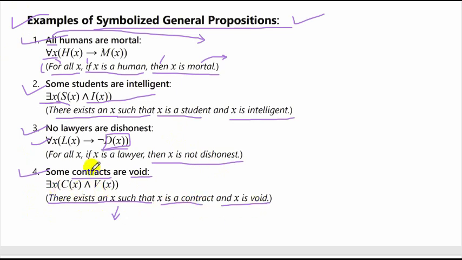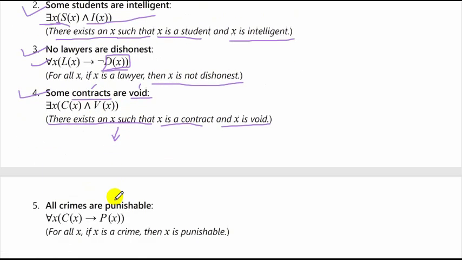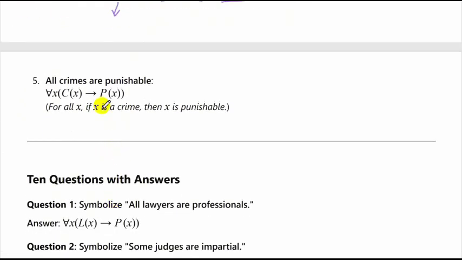So we have to symbolize these by using appropriate alphabets. Contract stands for C, void stands for V. All crimes are punishable. For all x, if x is a crime, then, pointed by the arrow, x is punishable, P of x.